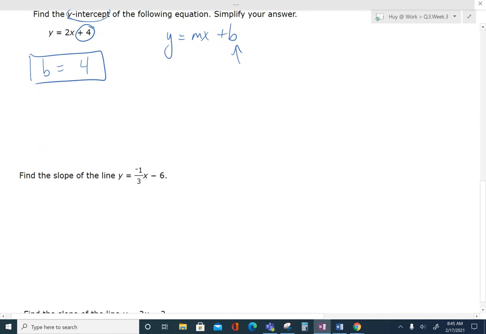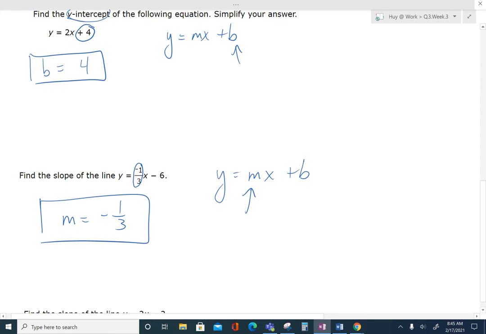This next example highlights that sometimes some of these numbers can be negatives. So if we have y equals mx plus b, slope is m. So this is your slope right there. So m equals negative 1/3. So now you have a negative slope for this equation.